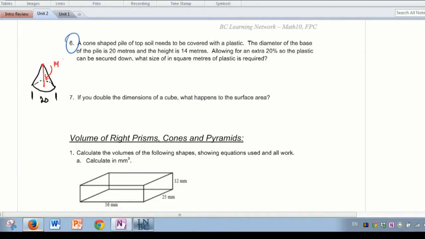I want to find the surface area, but this is where we get a little tricky, because if I look at the surface area of a cone formula, it says pi r squared plus pi r s, where s is the slant height, which I still need to calculate.